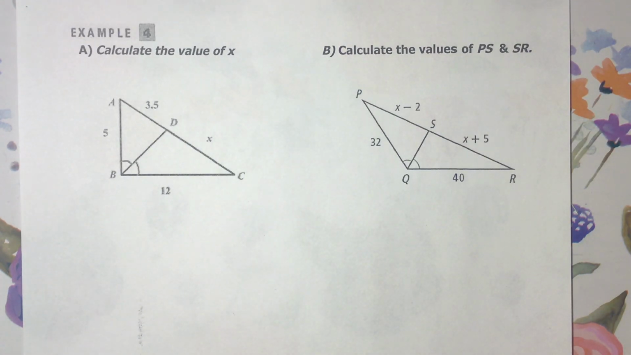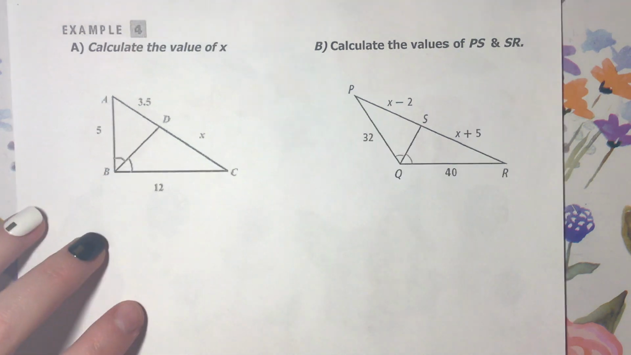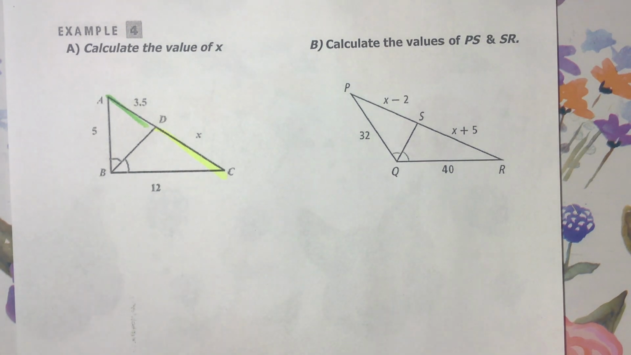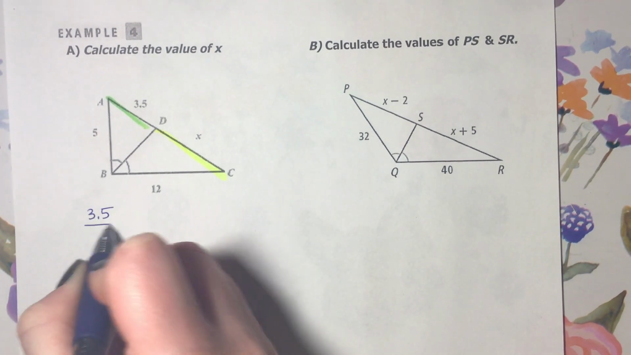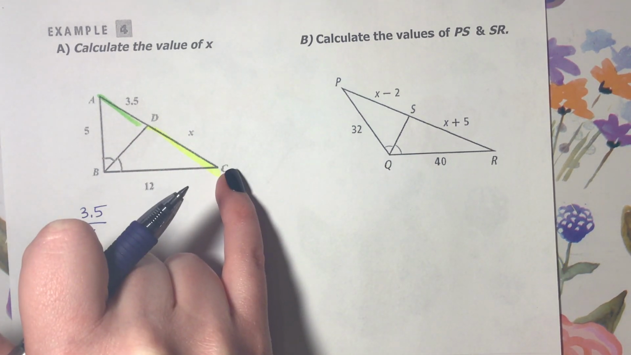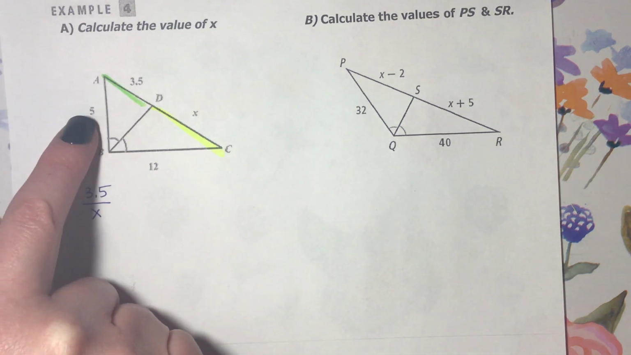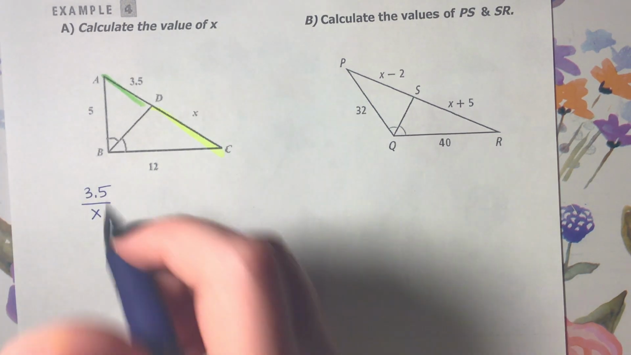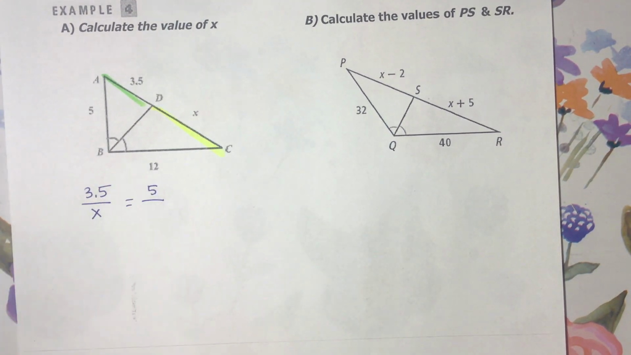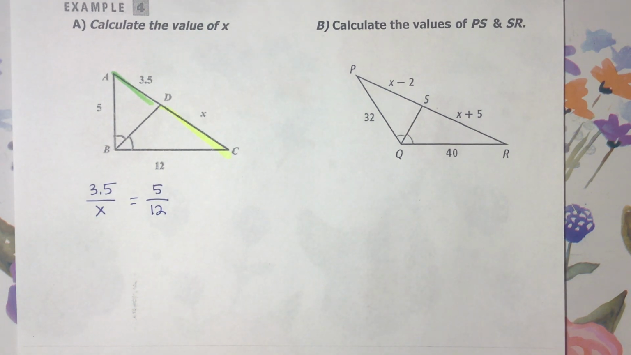Now this problem is in a different orientation, but don't let that throw you off. I am going to once again say left over right. So that is 3.5 over x. So the left part of this side over the right part of this side. So now go back to the left side of your triangle. The left side is 5. So that's going to be equal to 5 over, and then the right side of this triangle is 12. That's the most challenging part of the problem. After you have that, you should be just fine with cross multiplying and solving.